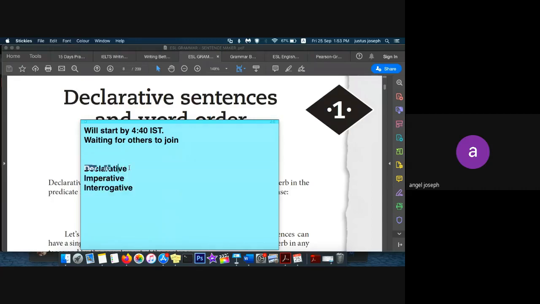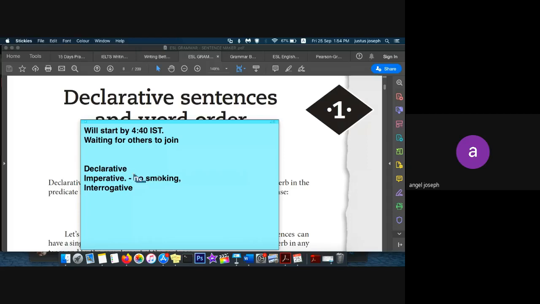Most of the times we are concerned with writing declarative sentences. We are declaring some information. Imperative sentences, I'll give you a few examples. No smoking. That's an imperative sentence. Be quiet. CCTV surveillance. Such words, such sentences.